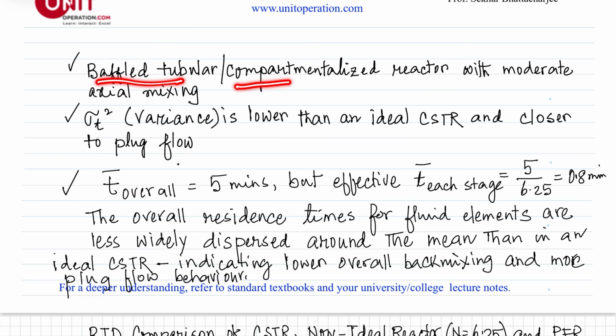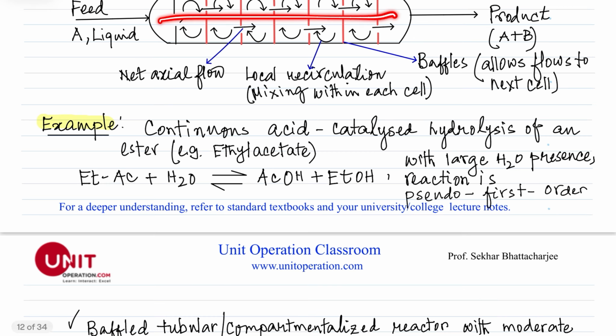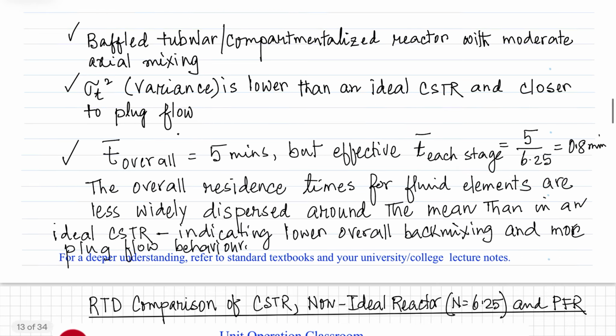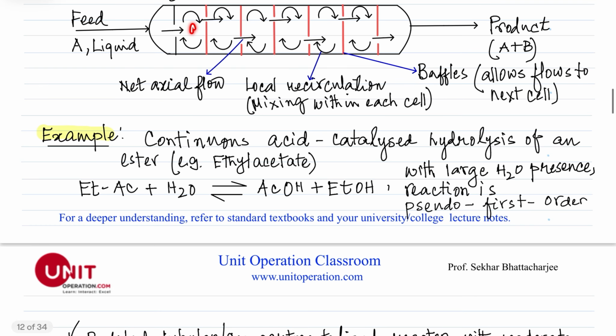Baffled tubular compartmentalized reactor with moderate axial mixing, which we have seen here, compartmentalized. The variance is lower than an ideal CSTR and closer to a plug flow. The overall residence time is 5 minutes, but effective in each stage would be 5 divided by 6.25, which is 0.8 minutes. So in each stage, there will be 0.8 minutes, but there's an axial flow. It keeps on going like this.